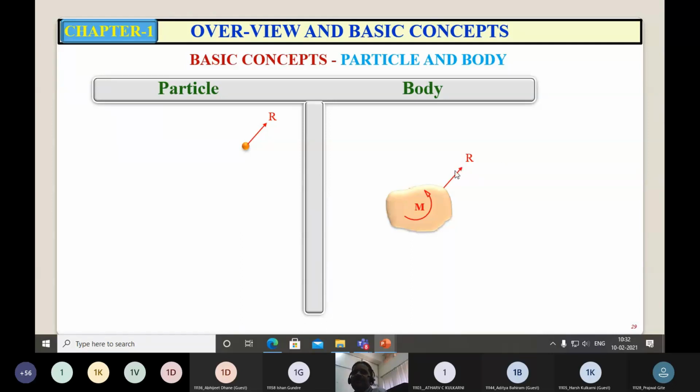Here, what is the effect of this resultant force and resultant moment on the body? Because of the resultant force, it will have translation, and because of this resultant moment, the body will have rotation also. Means in this particular case, the second case, the body is having translation as well as rotation. The moment we say there is a rotation, it refers to a body, because a particle does not have any rotation. So a particle undergoes only translation.